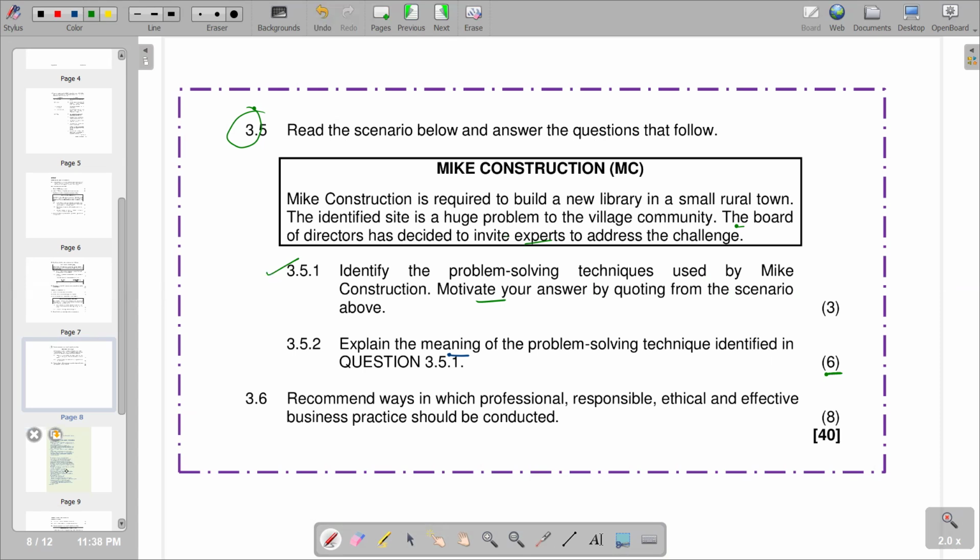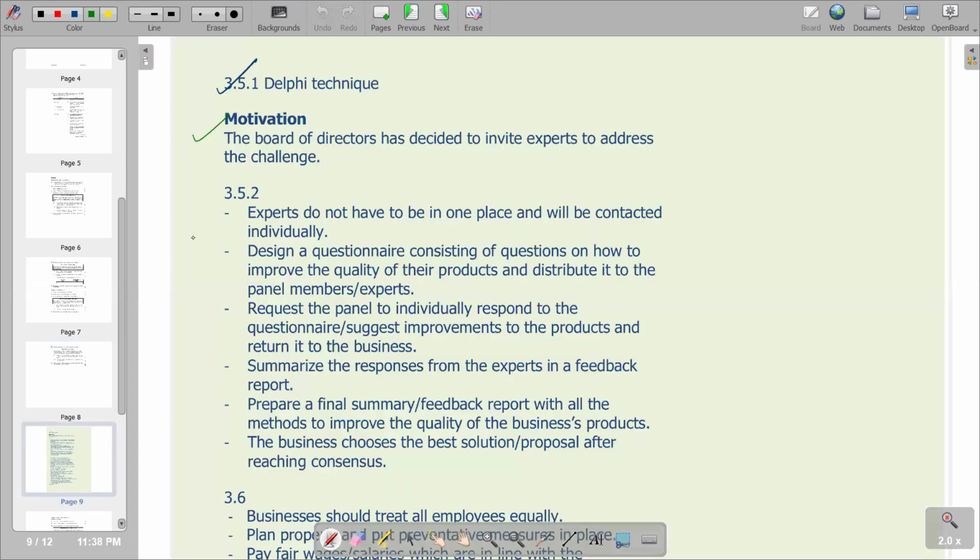Going to our answer section, we'll see points that explain the meaning of the Delphi technique. The first point says experts do not have to be in one place and will be contacted individually. So that is the scenario for why we bring in the Delphi technique. It means these experts do not necessarily need to be in one place, as we can contact them individually.